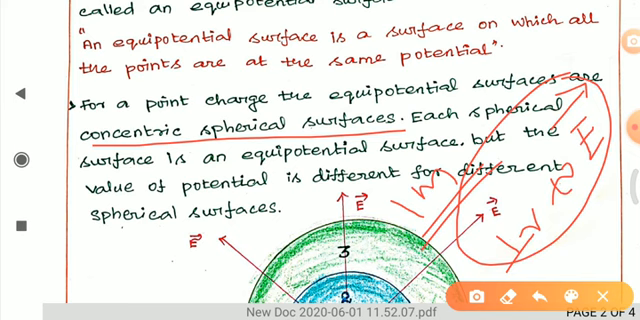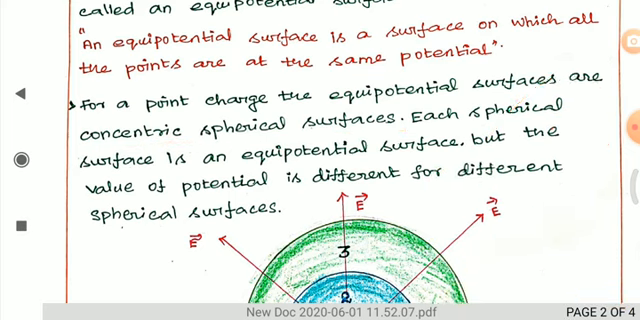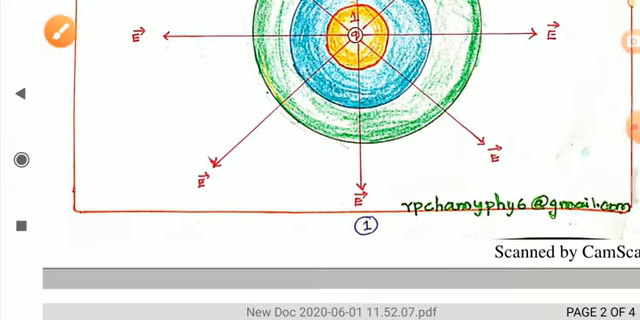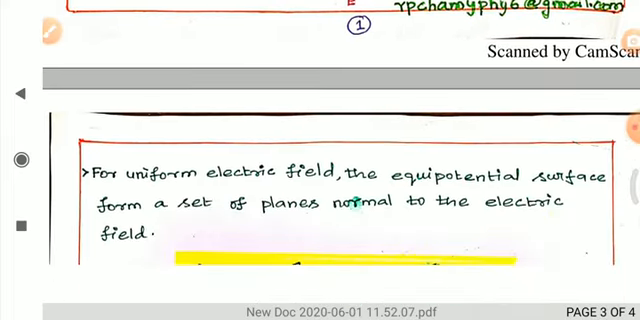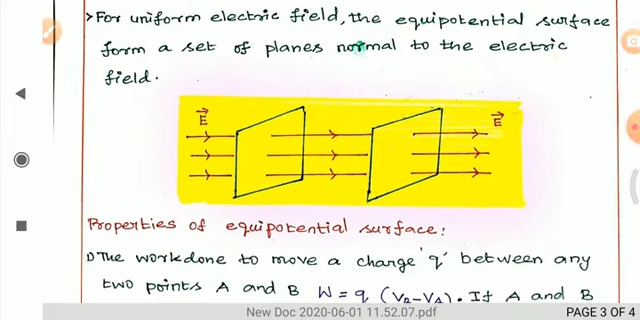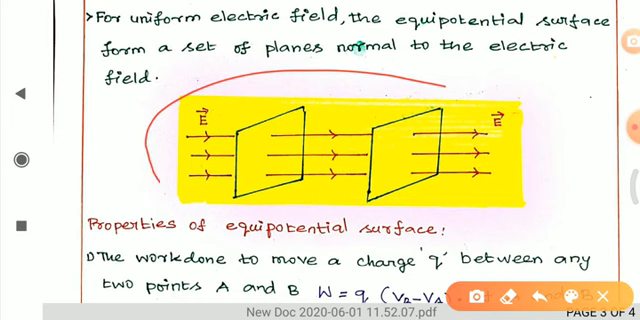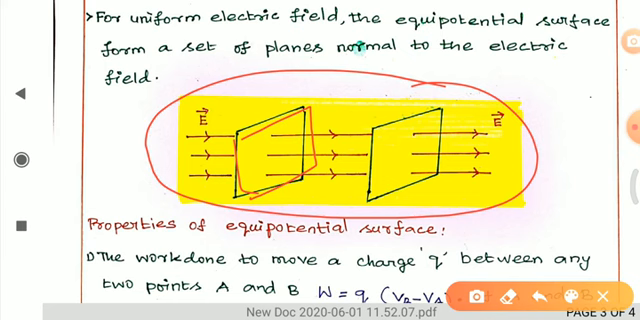Either it may be the point charge or the uniform field, the equipotential surface is always normal to the direction of electric field. There will be no change. Okay, then suppose the electric field is not a uniform field, for the second case I have given the diagram here. In the uniform electric field, they will set the planes. Okay, right, and we should write it is always normal to the direction of electric field.